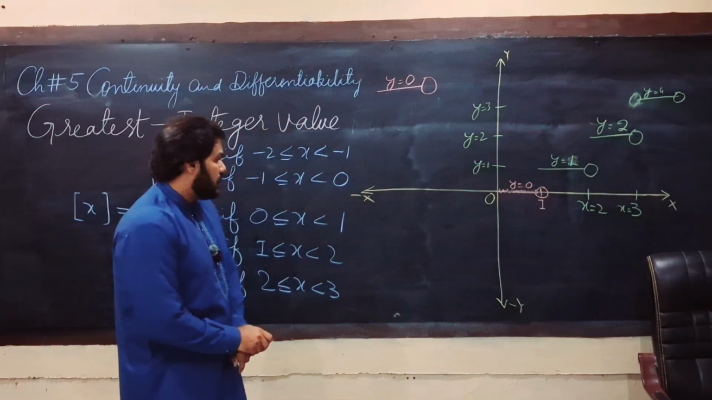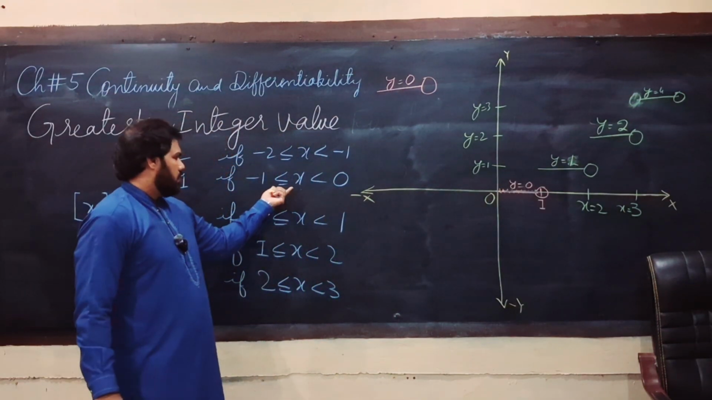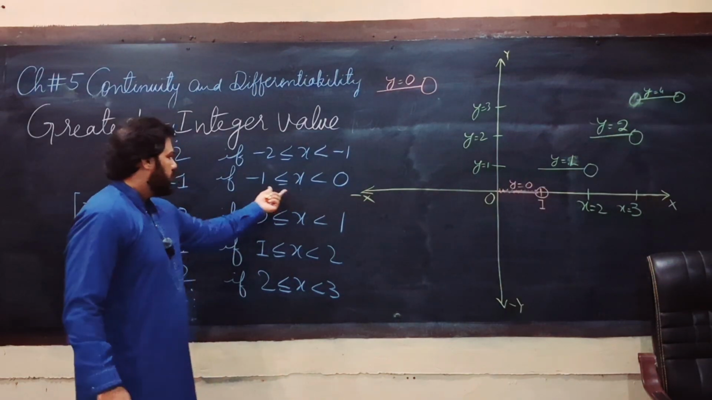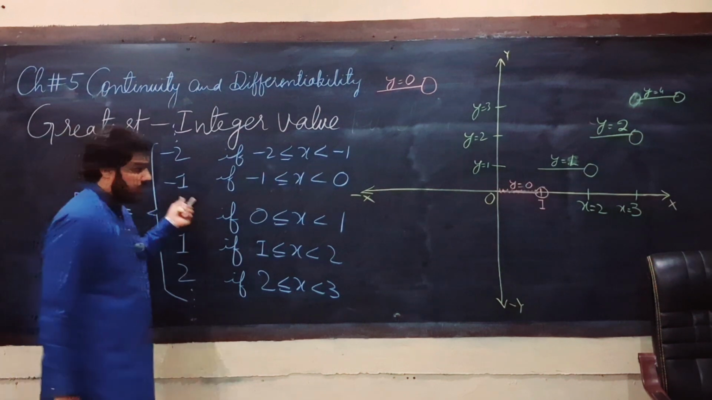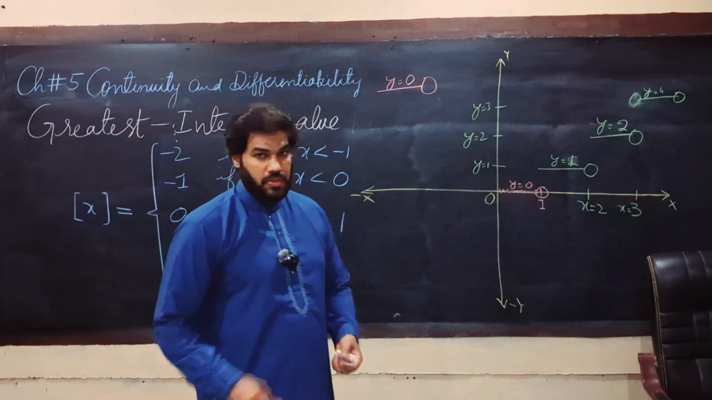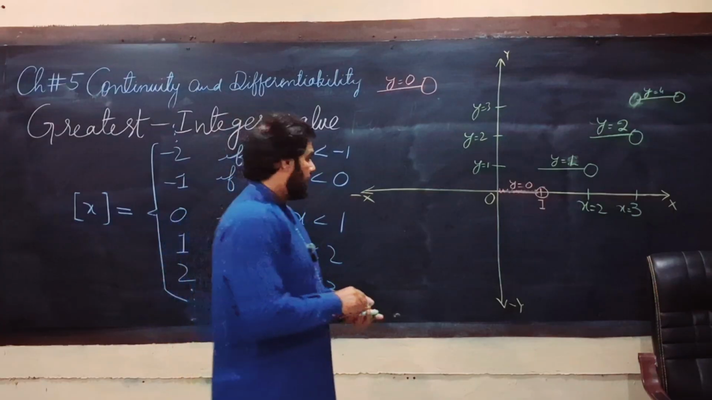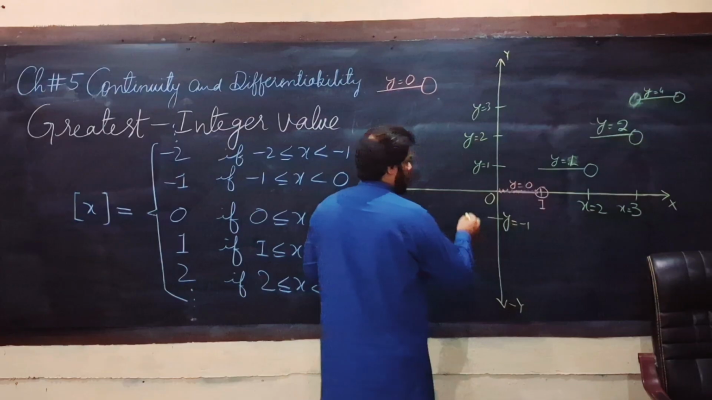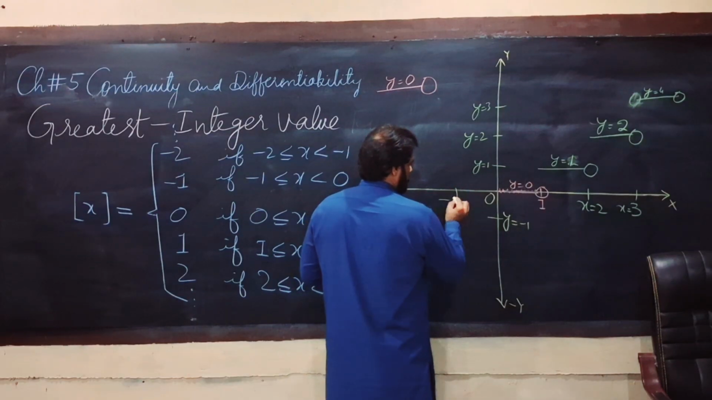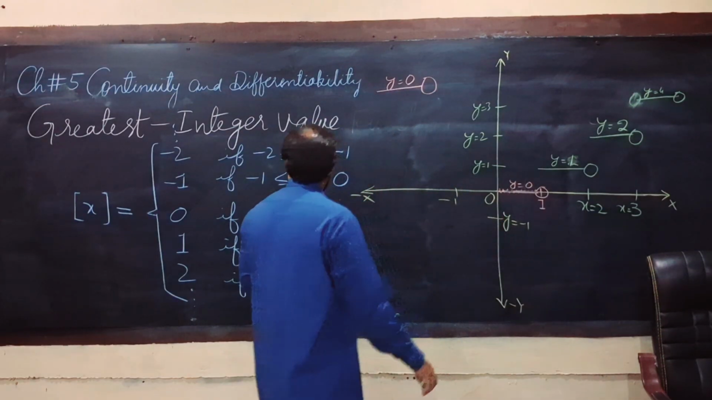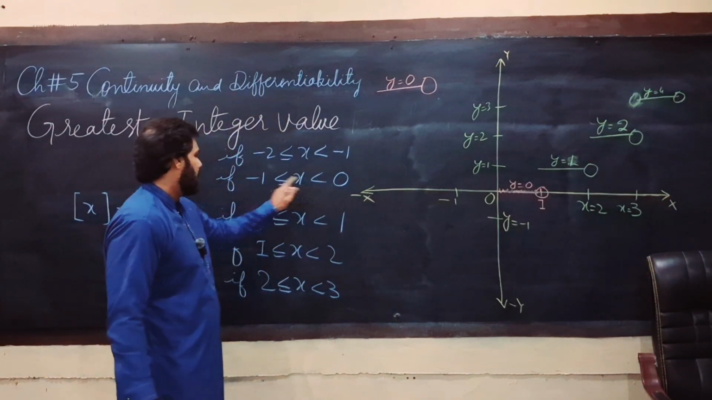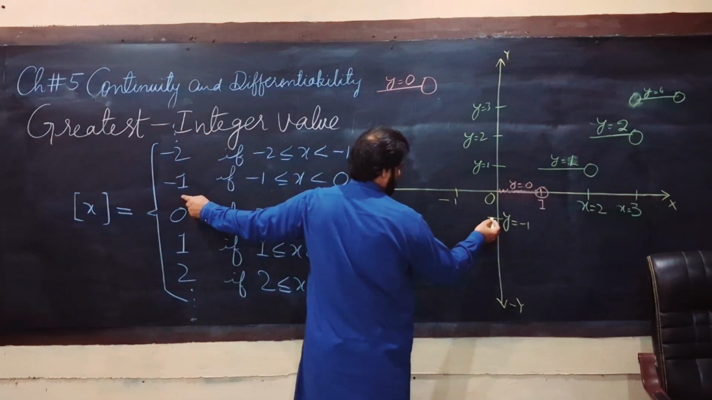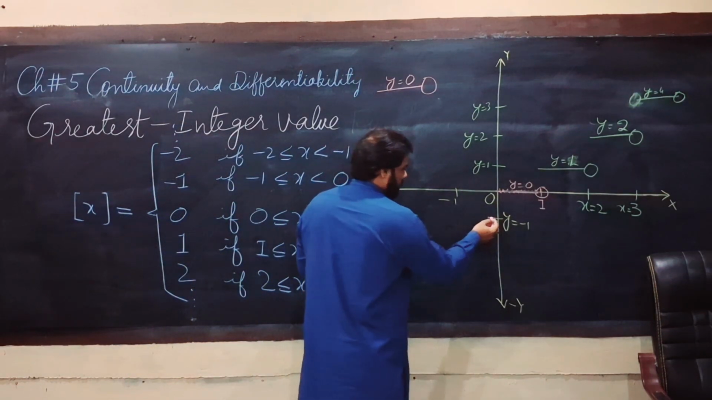Now we take negative intervals. The first negative interval is -1 to 0, and for this interval the value of the function is y is equal to -1. Where does y is equal to -1 lie? Y is equal to -1 lies here on the negative y, and this is x is equal to -1. So when your x lies between -1 to 0, the value of the function is -1. So now your graph is here.